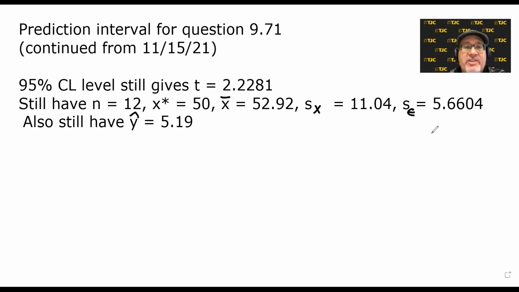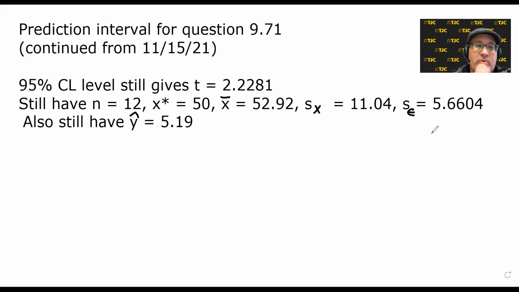We still have a sample size of, I'm sorry, the sample size was 12, x star equals 50, a given mean value for the approval ratings of 52.92, the standard deviation of the approval ratings of 11.04, the standard deviation of errors is still 5.6604, and our y-hat value is 5.19, which is what's obtained by substituting 50 into the regression equation.